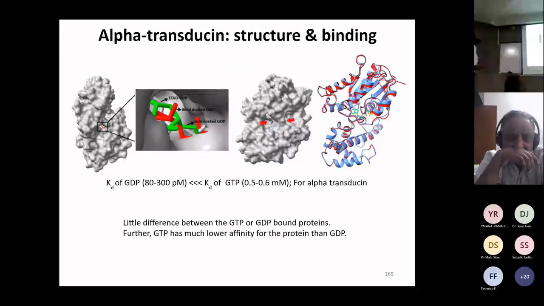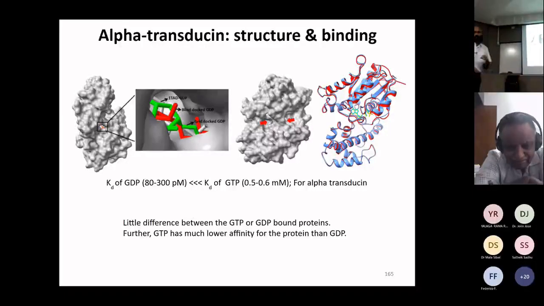And so here is the beta transducin. Here the structure, there is no change. You see the opening here very clearly. GDP bound: see, the KD of GDP is picomolar. Very important, picomolar, 80 to 300 times 10 to the power minus 12. That's the value here. High binding, very high binding. Here, GTP is 0.5 to 0.6 millimolar. So how can it exchange? Both conformations have the same kind of values.